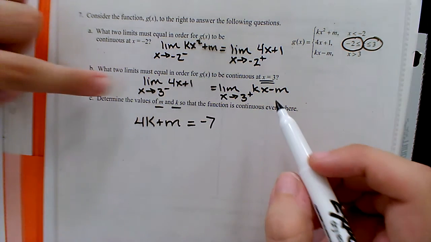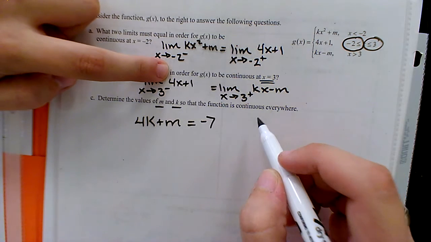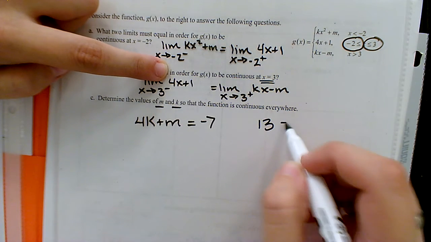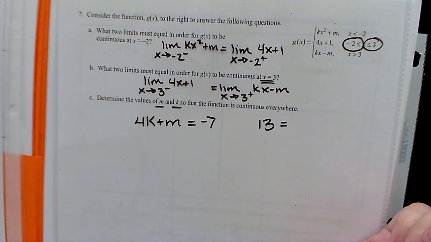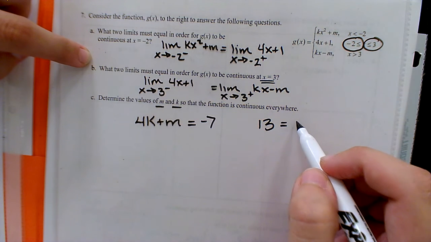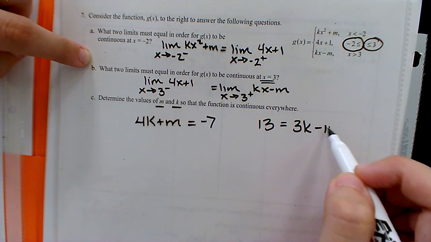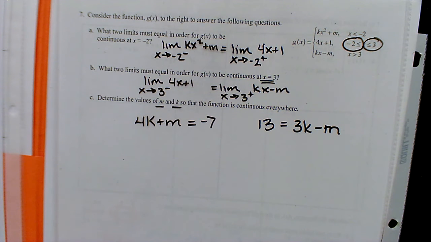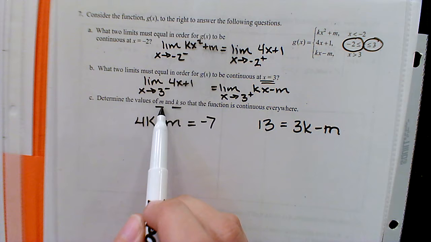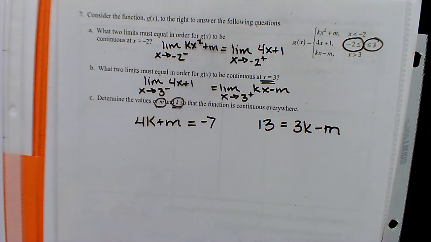Let's take a look at the other one. If we plug in 3 on the left-hand side, we'll get 13. And if we plug in 3 on the right-hand side for x, we'll have 3k minus m. Alright, two equations, two variables, and they want us to solve for those variables. Do we want to try substitution? Do you want to do elimination? I could do both. Just want to see if we have a preference.